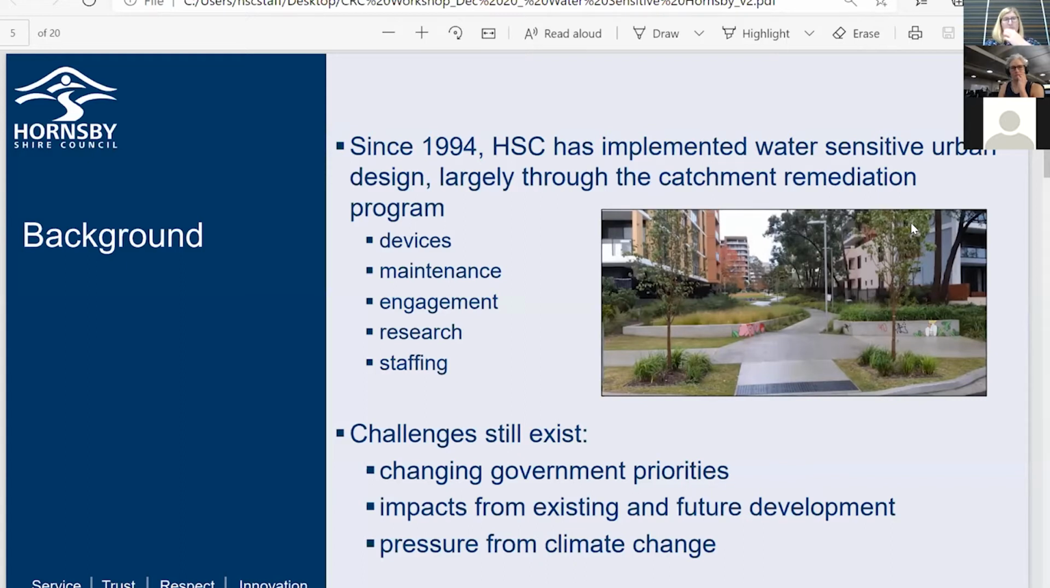Obviously, there are changing government priorities, whether that's state government or internally with our elected members. And we are still dealing with existing and future developments. I think a lot of the time we forget a little bit about existing developments, but that's where all our impact is in Hornsby. We have very little greenfield, and future development is around the infill. And obviously we've got the pressures of climate change to deal with.